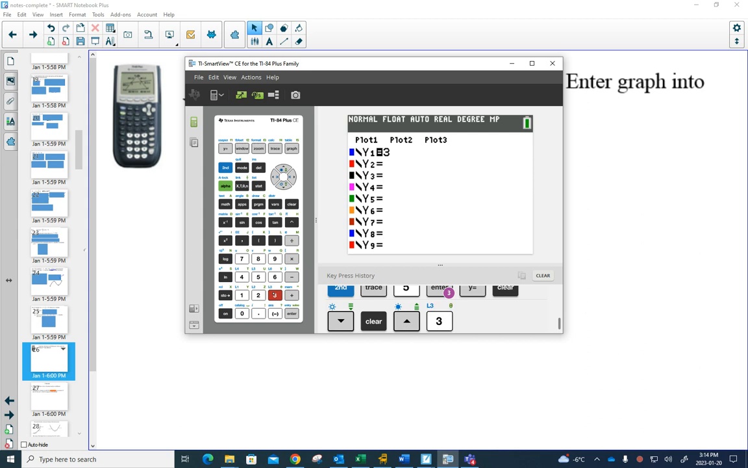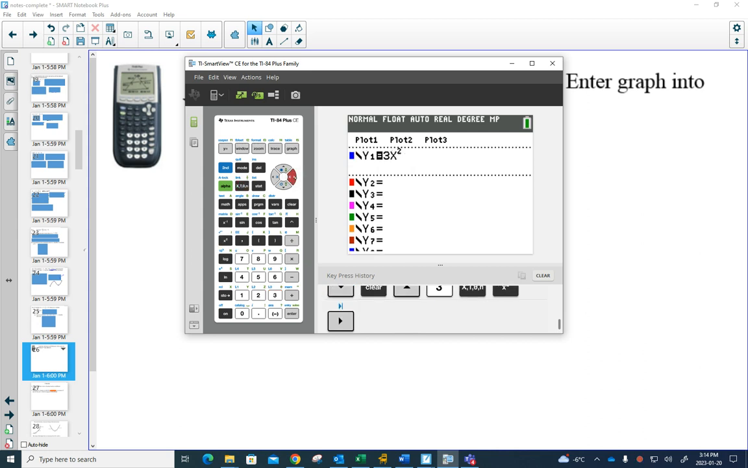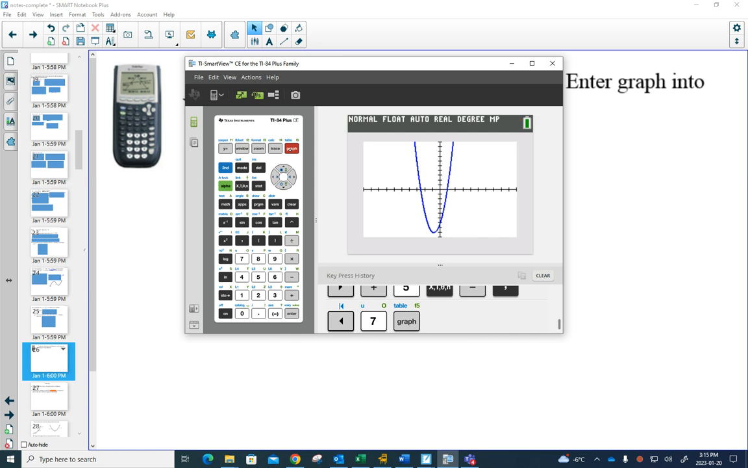Right? 3x squared plus, I'll pick one here. Right? There we go. Something that when you look at it, my hope is that you cannot immediately see the coordinates of the vertex of this graph. So if I hit graph, it draws it.